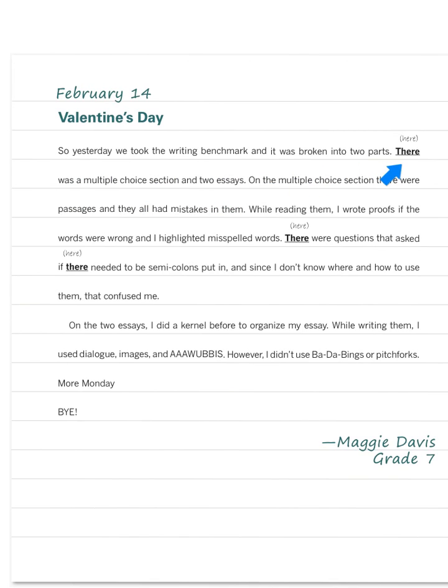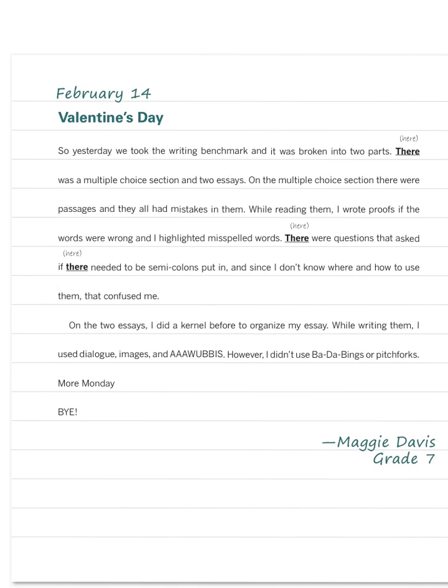Okay, so I'm just going to stop right there. So you see immediately that there is a form of the word there, and it's underlined. So Maggie here is saying, hey teacher, please look at this word. I meant to do it. And do you see, teacher, how I have the word here right above it to prove to you that I'm using the right form of the word there? So read it not with the word there, but with the proof. The proof is the word here. So now read the sentence. Here was a multiple choice section and 2 essays. You see, that sentence makes sense, doesn't it? It's a sentence that makes sense when you read it.